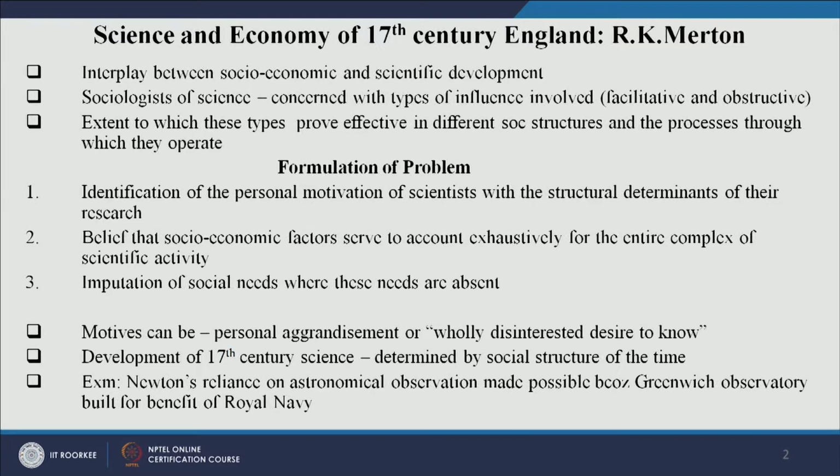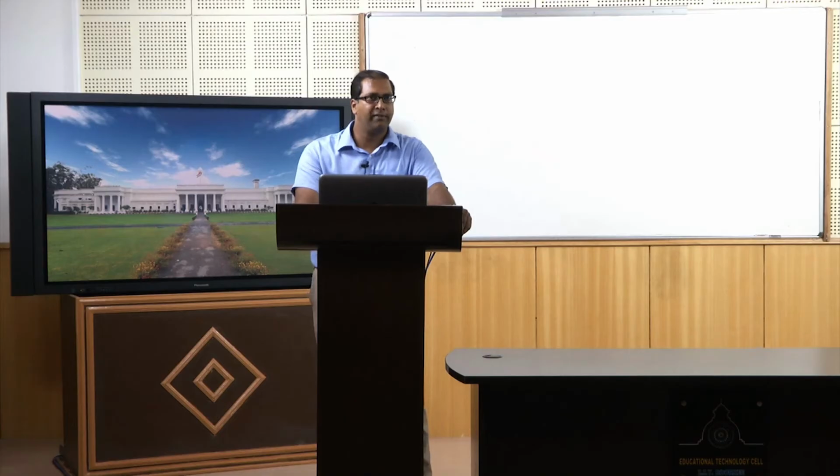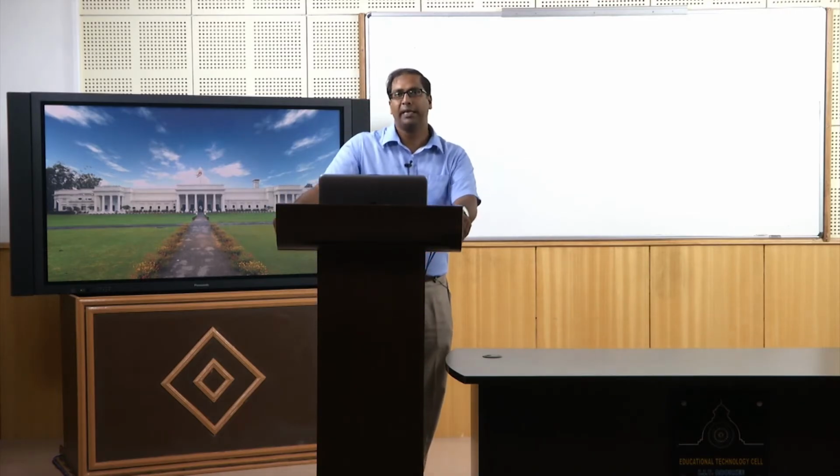The development of 17th century science was determined essentially by the social structure of the time. For example, we know that Newton made some astronomical observations, but his reliance on the astronomical observations was made possible because the Greenwich Observatory was built for the benefit of the Royal Navy, the British Navy. Thanks to the Greenwich Observatory, Newton could make all these astronomical calculations.